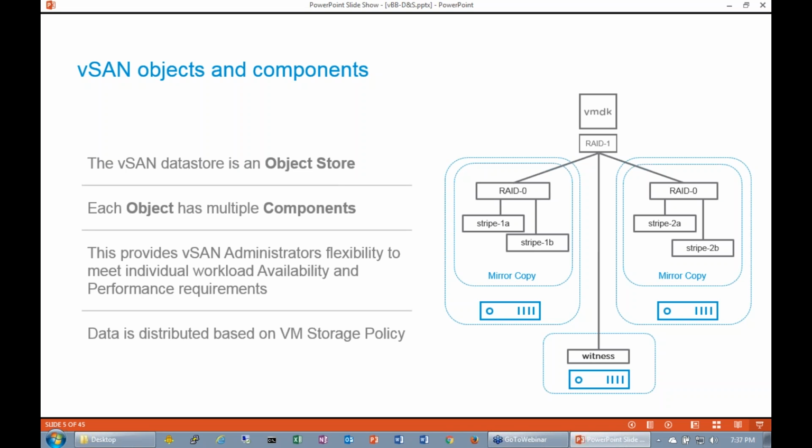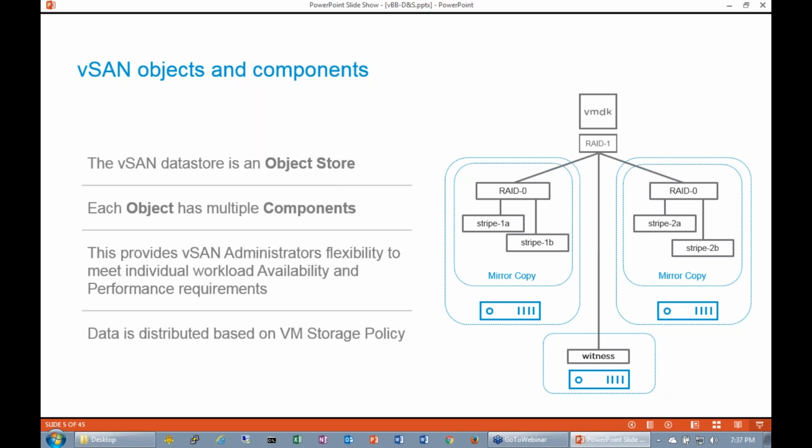So the big thing to keep in mind is when it comes to the way that we lay data out in this particular configuration, this is a 2-node config with a witness host. And in this configuration, we have a policy that says I can only do mirroring as far as a protection scheme. The reason I can only do mirroring is because I've got 3 fault domains in this particular case, right? So I've got a fault domain on the left, fault domain on the right.